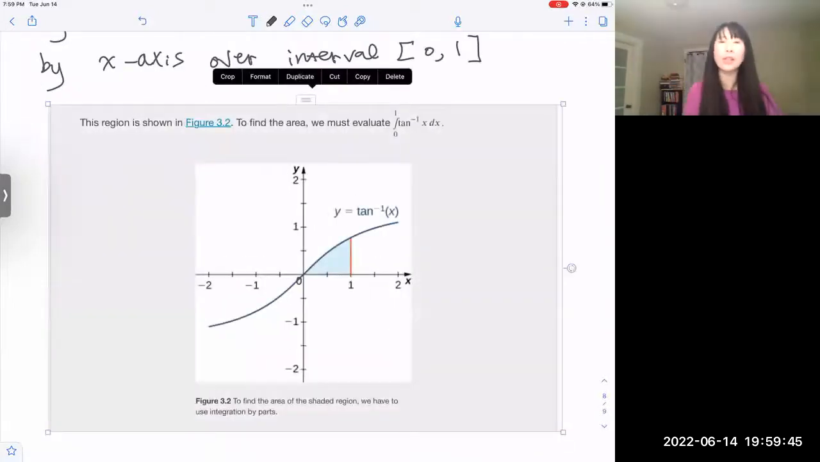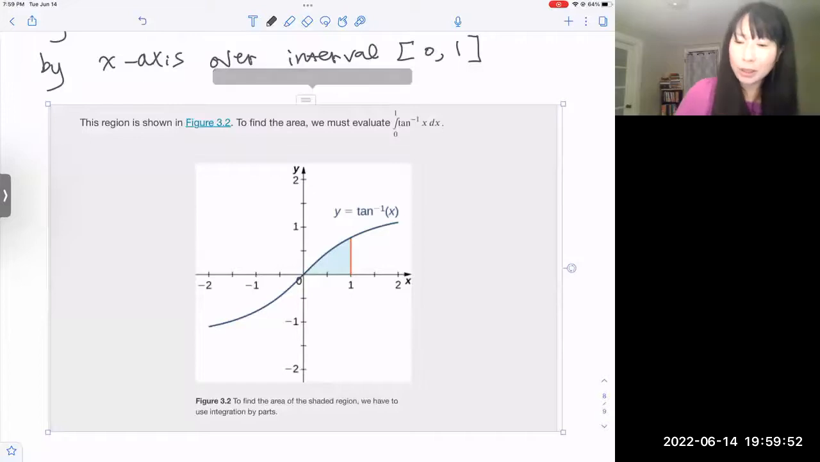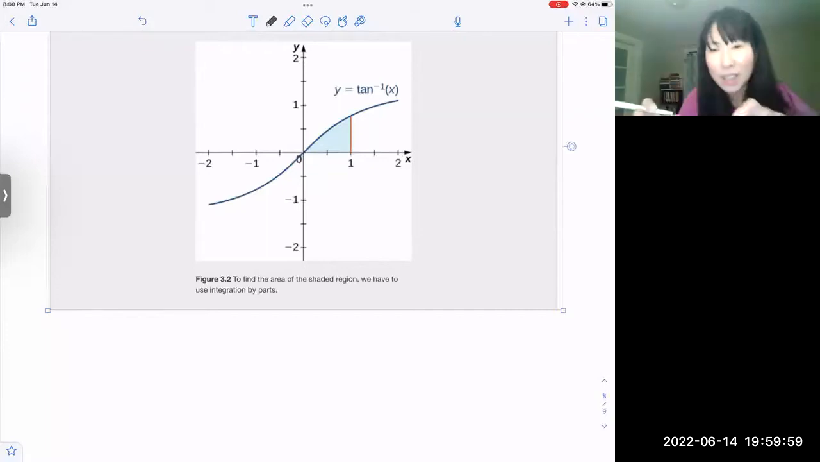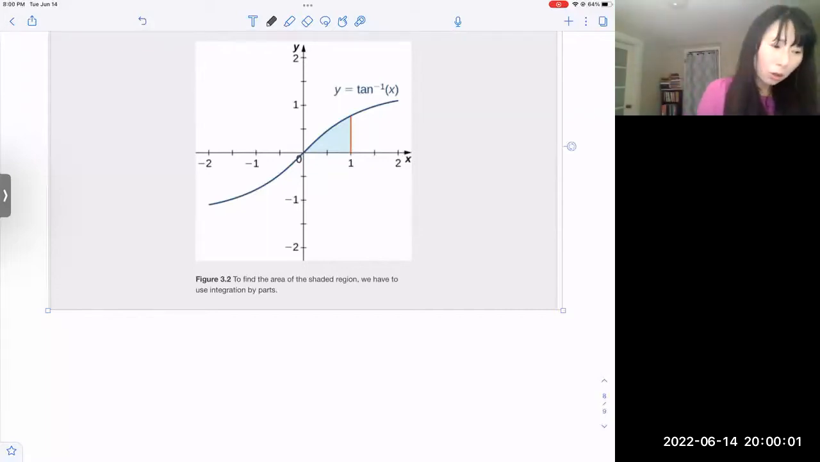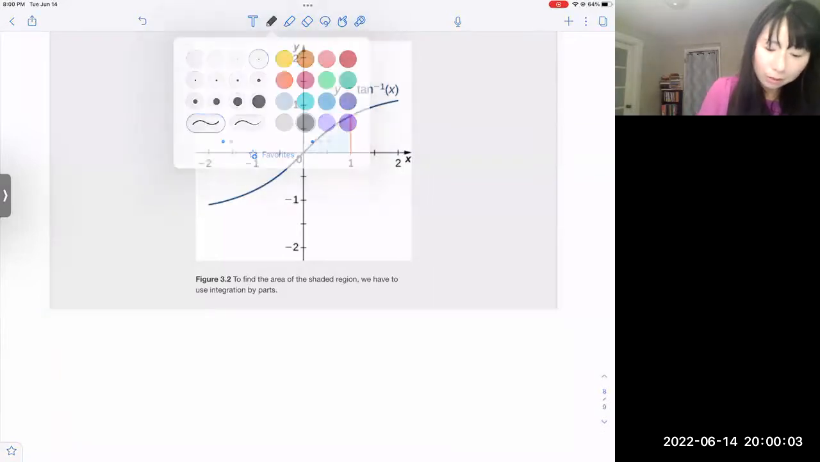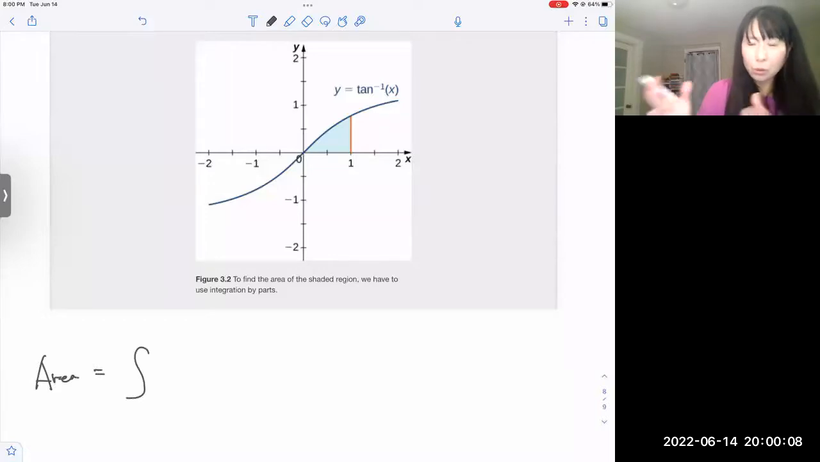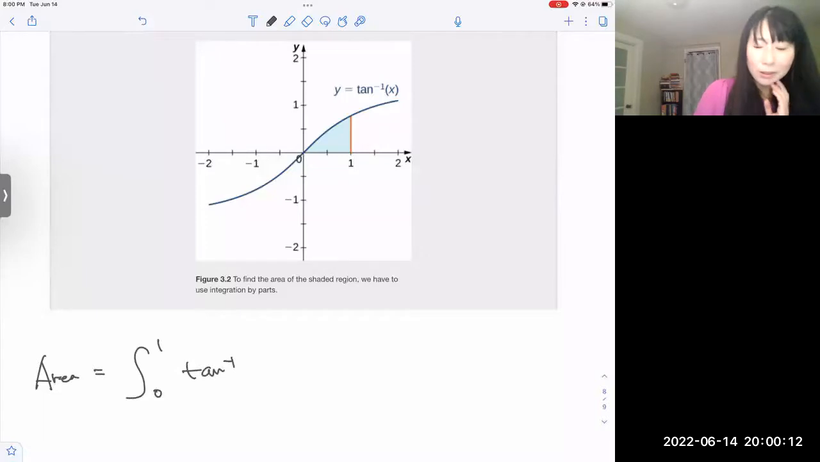So we want to find the area under the curve, which is arctangent, right? Okay, then look. That's why we need the integration, indefinite integration. I mean, definite integration, right? So look, area from 0 to 1 of the inverse of arctangent.